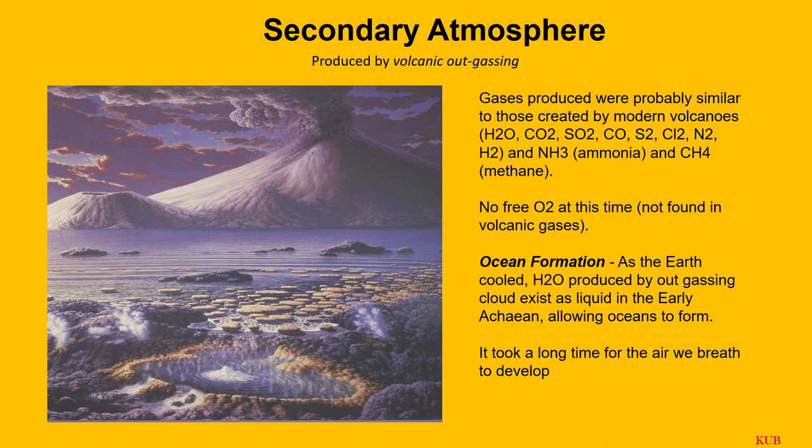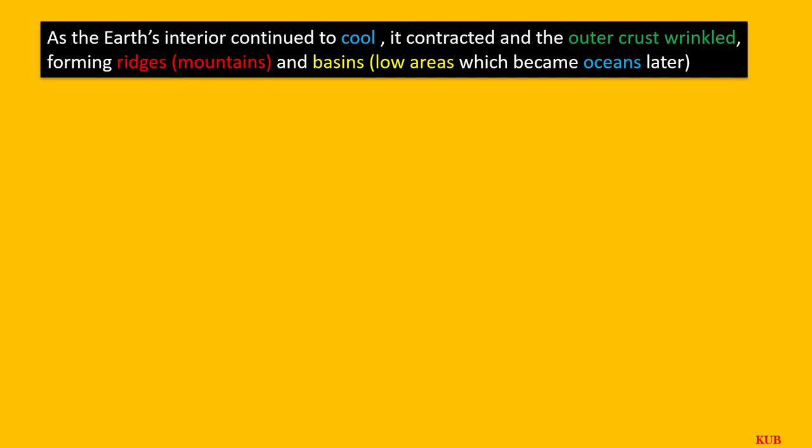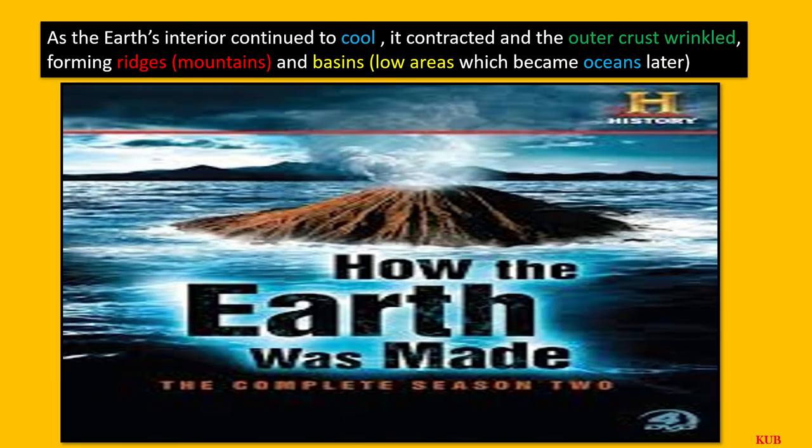Ocean formation: as the Earth cooled, H2O produced by outgassing could exist as liquid in the early ocean, allowing oceans to form. It took a long time for the air we breathe to develop. As the Earth's interior continued to cool, it contracted and the outer crust wrinkled, forming ridges, mountains, and basins, low areas which became oceans later. The rain filled the great basins on the Earth's crust with water, thus the oceans were formed.